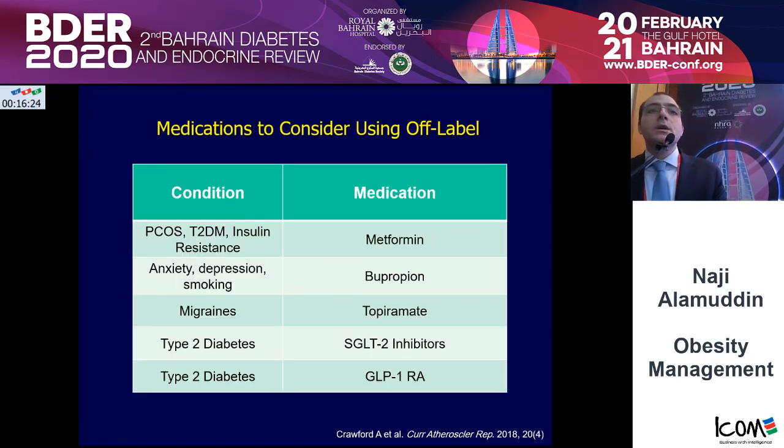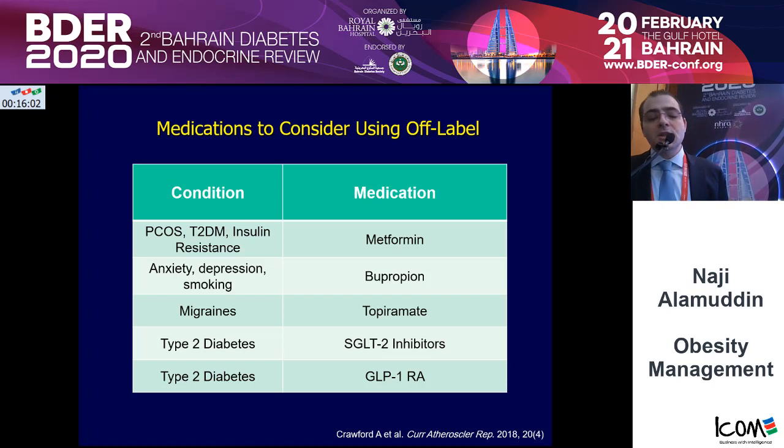Now, unfortunately, we don't have a lot of these drugs here. So what do we do? That's when you should consider using these off-label. Metformin is the safest, cheapest drug that has weight loss potential. On average, it doesn't cause much weight loss, but in patients with insulin resistance, you can see a lot of weight loss with it. So it's a good first-line drug to use.